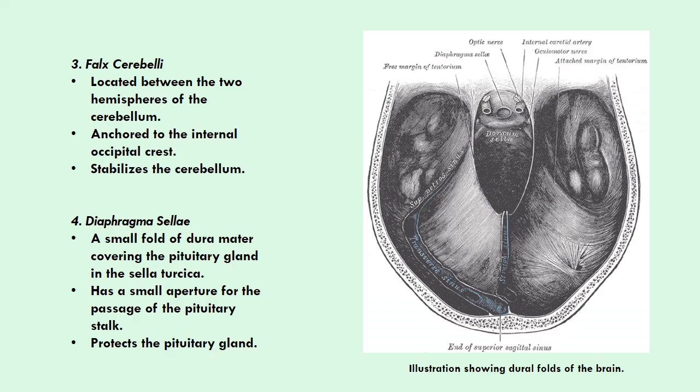Falx cerebelli is a small triangular fold located between the two hemispheres of the cerebellum. Anchored to the internal occipital crest, it provides additional stabilization for the cerebellum. Diaphragma sellae is a small circular fold of dura mater covering the pituitary gland in the sella turcica. It has a small aperture for the passage of the pituitary stalk. It protects the pituitary gland and contributes to its structural support. The major dural folds are visible in the diagram on the right side of the slide.